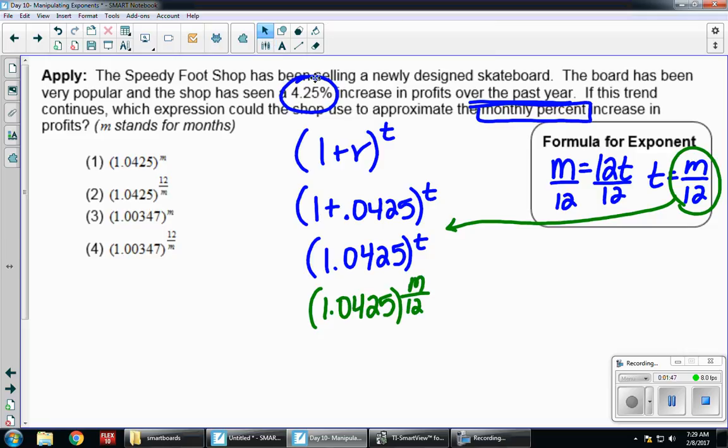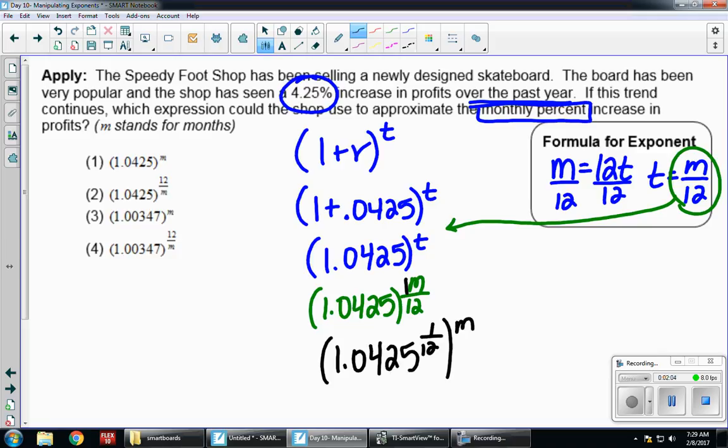Now remember, there's an imaginary 1 next to this m. So I really have 1/12 m, because a power to a power means to multiply. So I can actually separate my exponents. So 1.0425 to the 1/12 to the m. I've just separated my two exponents.